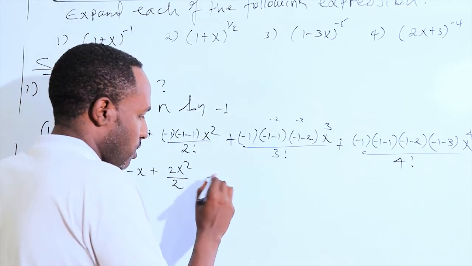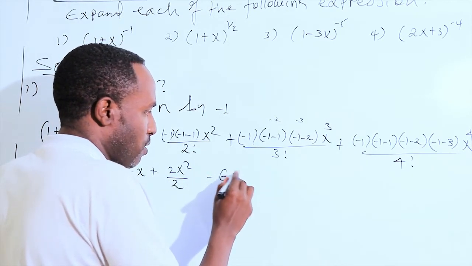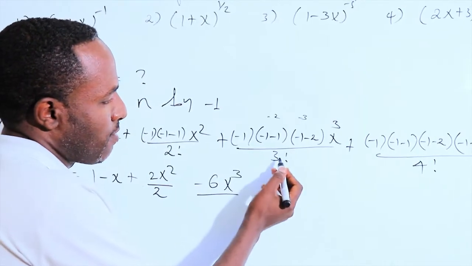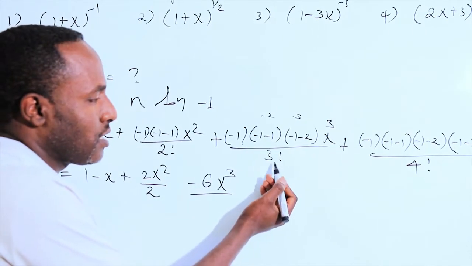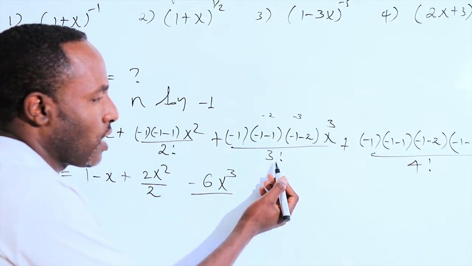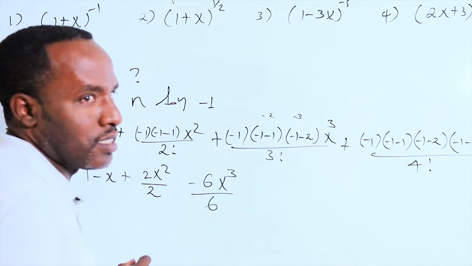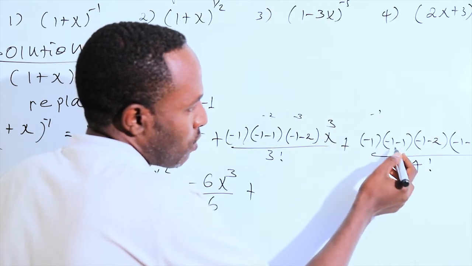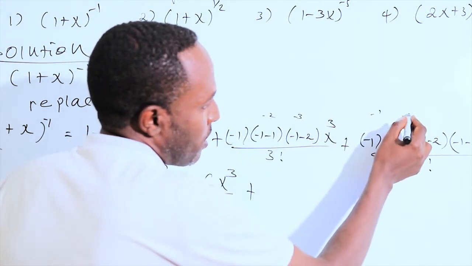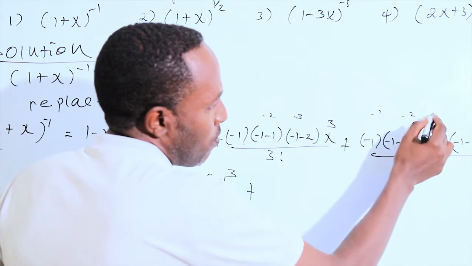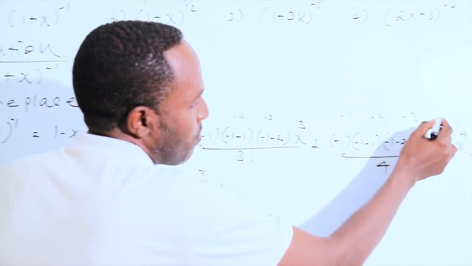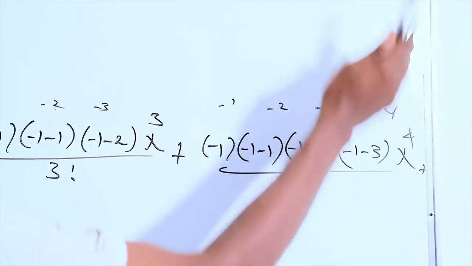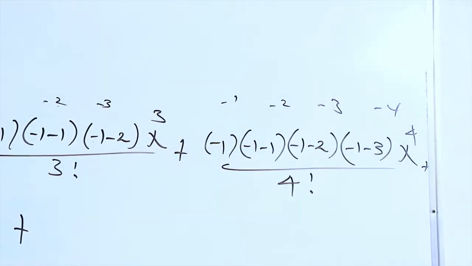So our expression is negative 6 x to the power of 3 over 3 factorial. We know that 3 factorial means 3 times 2 times 1, which is equal to 6, so we have 6 here. And again minus 1, here negative 1 minus 1 which is minus 2, negative 1 minus 2 minus 3, negative 1 minus 3 minus 4. So when we multiply negative times negative times negative times negative, the result is positive.